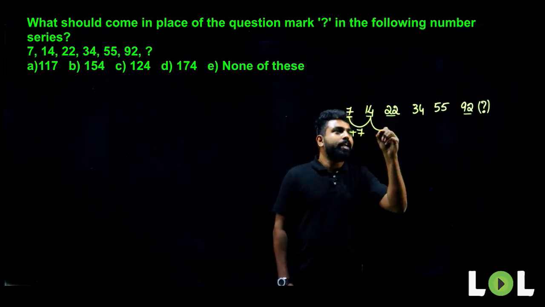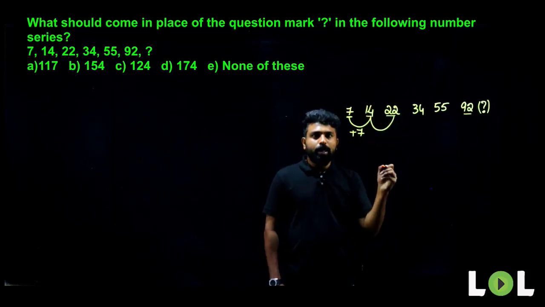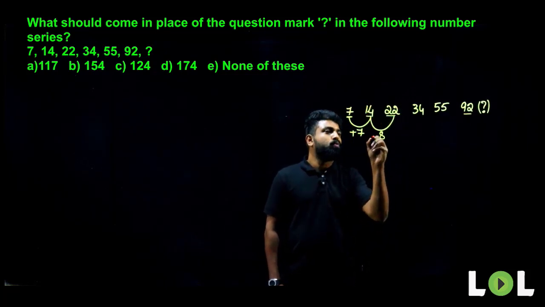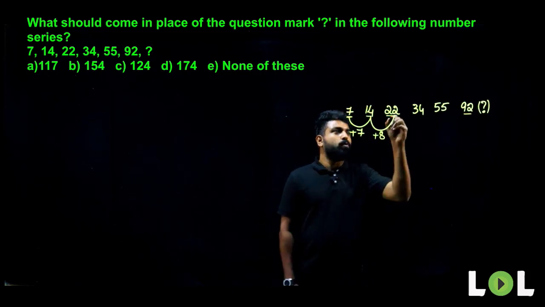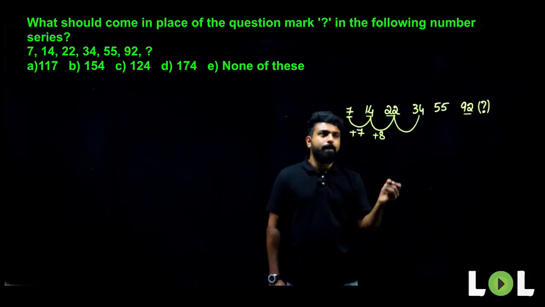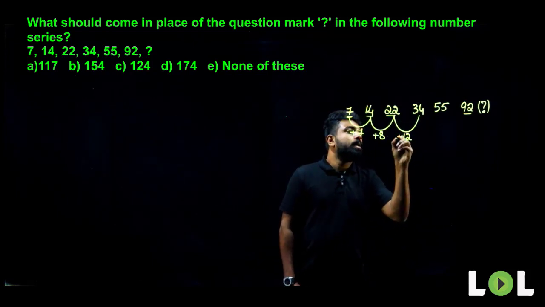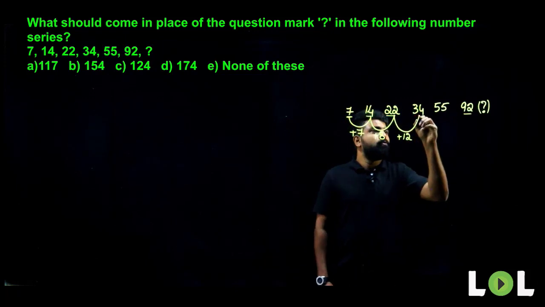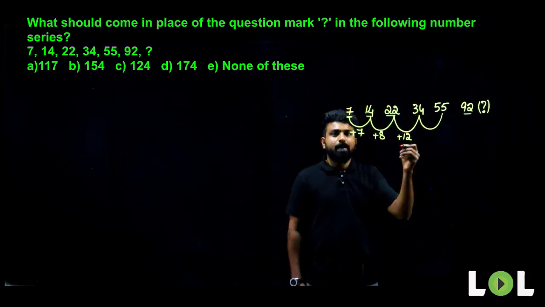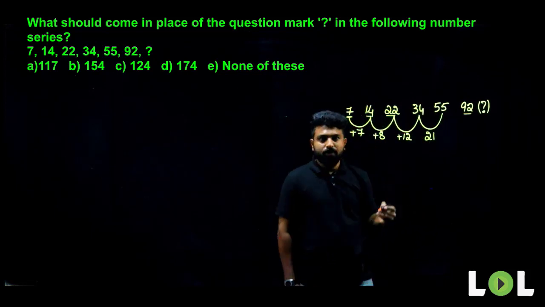Now, 14 to 22. What do I need to add to 14 to get 22? I need to add 8. 14 plus 8 gives me 22. Similarly, from 22 to 34, what do I need to add? I need to add 12 here. So, it is plus 12. What about 34 to 55? 34 plus 20 gives me 54. So, 21 is giving me 55.